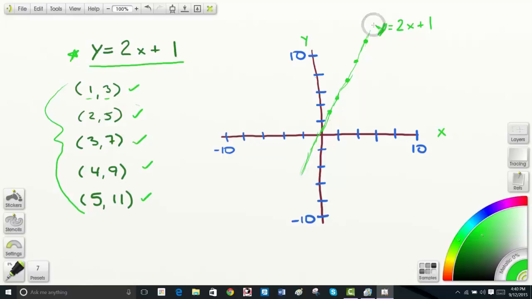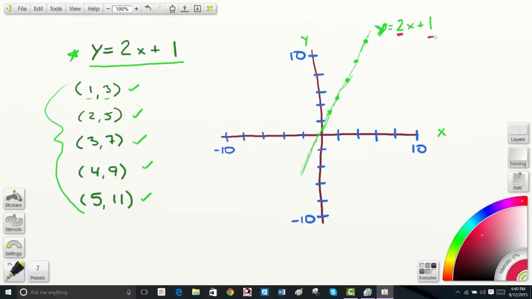So now let's talk about that. Let's see if we can see any similarities between the information in this equation and the information that we see on this graph. In order to do that, I want us to point out the two important numbers in this equation. The number 2, which is the number that's multiplying x, and the number 1, which is the number we're kind of adding onto the end.